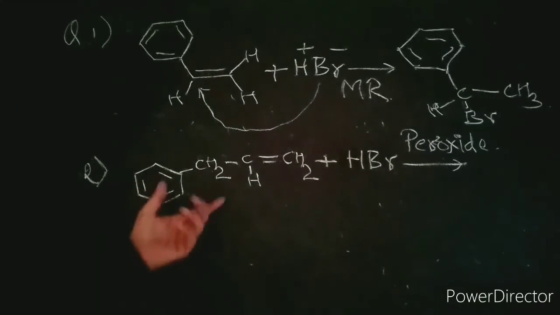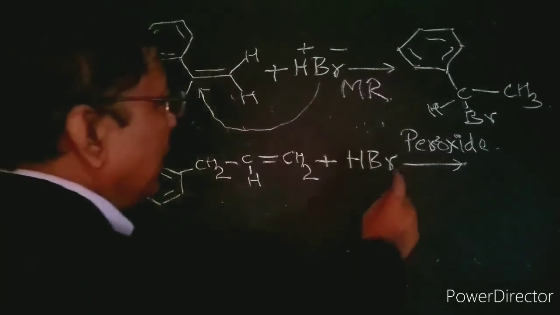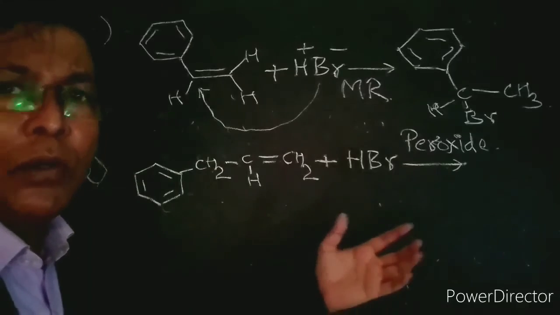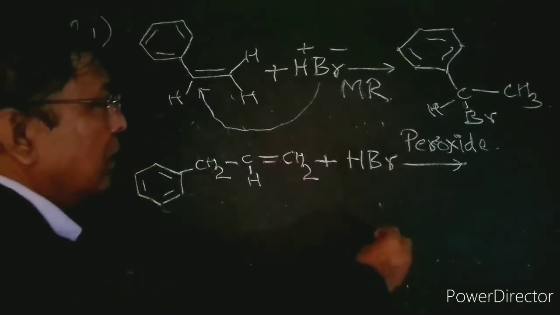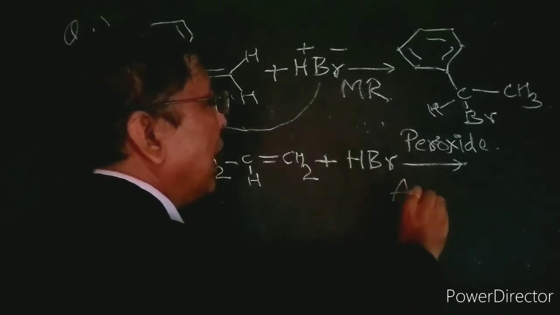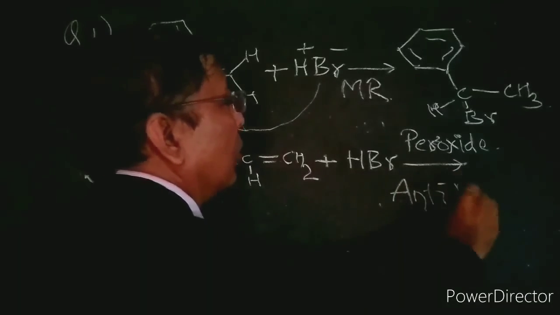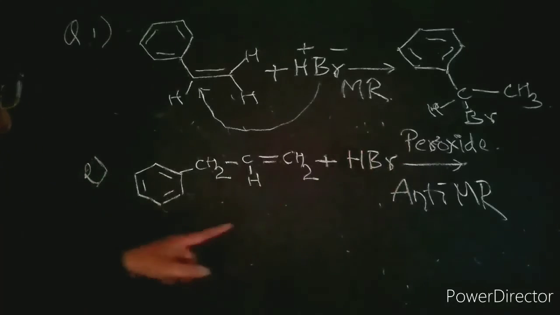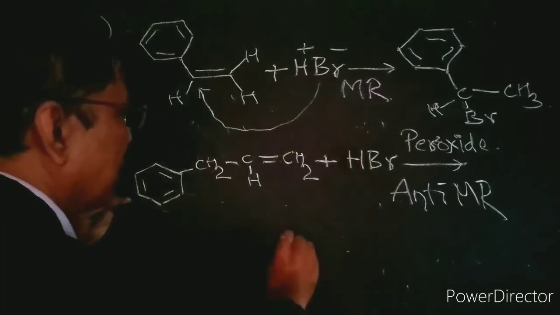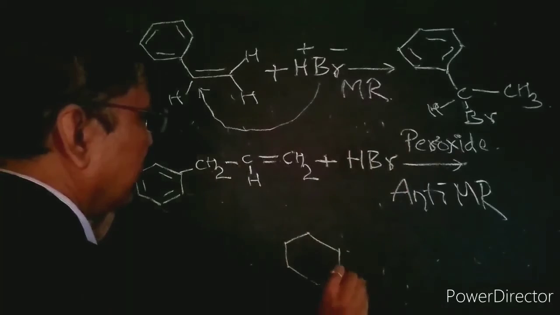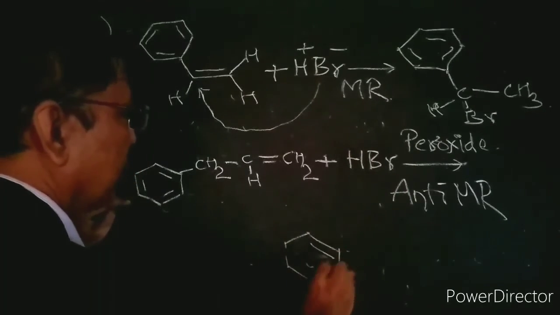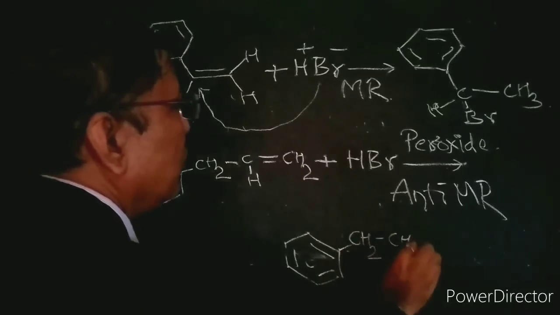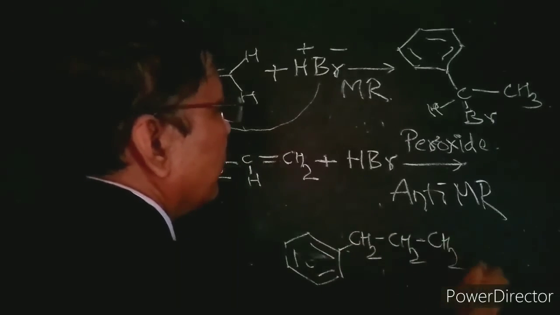In the second example, there is HBr and peroxide is also used. Now we can see the peroxide effect. The reaction takes place according to anti-Markovnikov's rule. So the negative part of the reagent goes to that carbon which carries more hydrogen. So we get the product like this, CH2, CH2, CH2, Br.